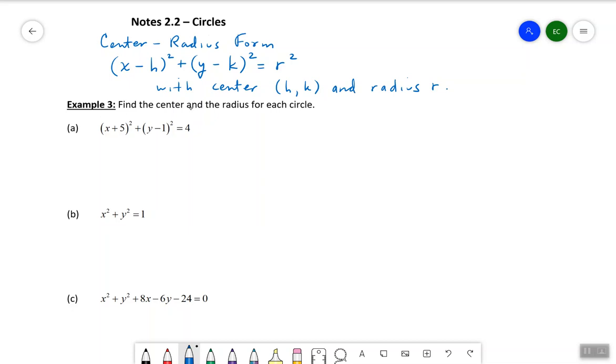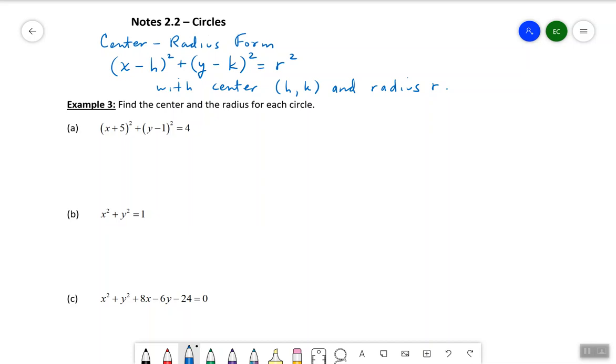in example 3 here, we've got some formulas for some circles, and we want to find the center and the radius for each one. If we look at this first example, we have x plus 5 squared plus y minus 1 squared equals 4. The first thing to notice is that this is center radius form, so we should just be able to pull off the values of h and k and r pretty quickly and get our answer.